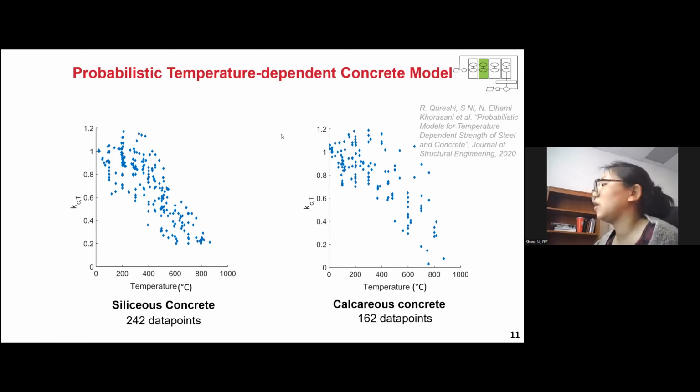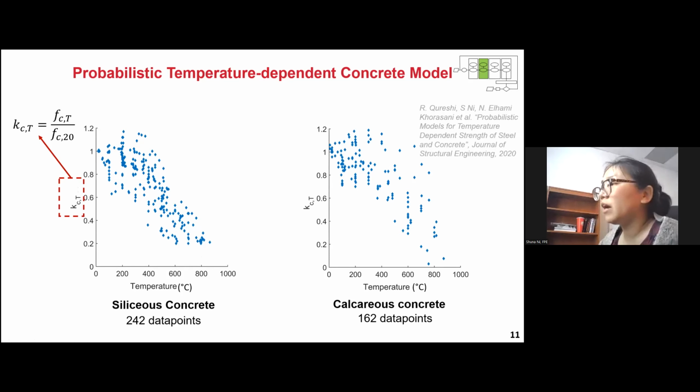So this is the probabilistic temperature-dependent concrete model we have developed. Basically, this is all the test data we have collected. As the temperature increases, the material strength of the concrete decreases. If you look at the data, there are a lot of uncertainties, so we try to develop a probabilistic model to describe such uncertainties.